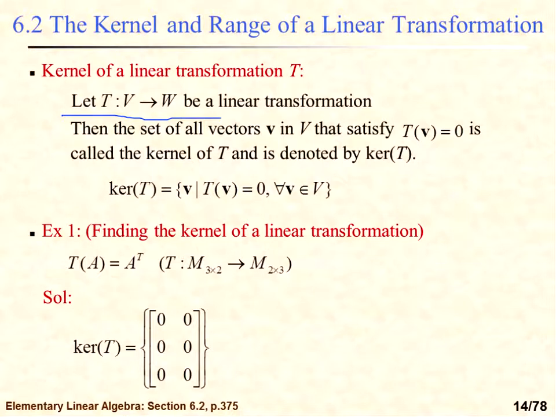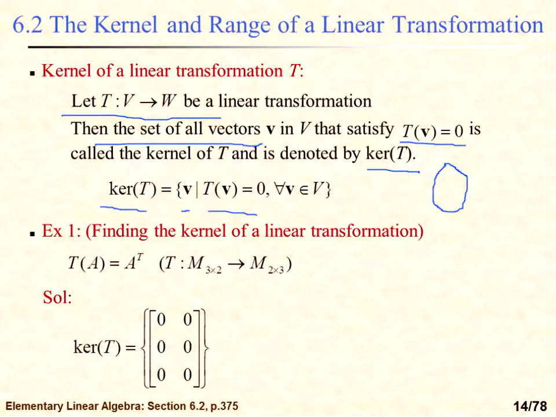The definition of the kernel is: let T from V to W be a linear transformation, then the set of all vectors v in capital V that satisfy transformation of v is equal to 0 is called the kernel of T, and it is denoted by kernel of T. Or we can write in mathematical language, kernel of T is equal to v such that T of v is equal to 0.